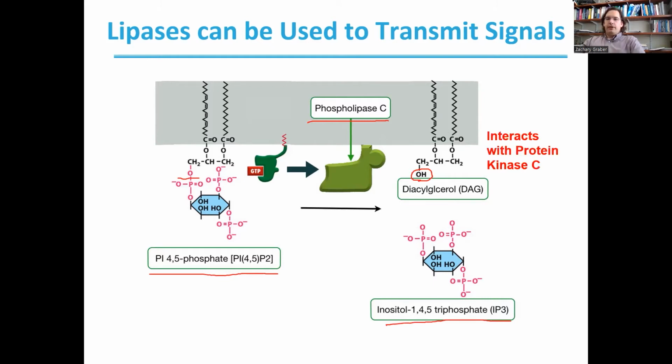Our diacylglycerol will then diffuse through the membrane and interact with protein kinase C as it's recruited to the membrane, while our inositol triphosphate will trigger calcium release from the endoplasmic reticulum. Both of these events will increase the activity of protein kinase C and lead to signaling cascades within our cells.